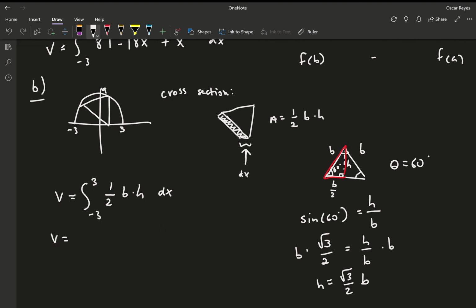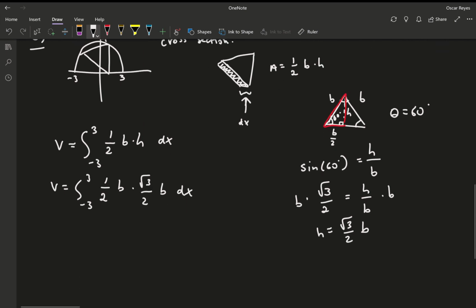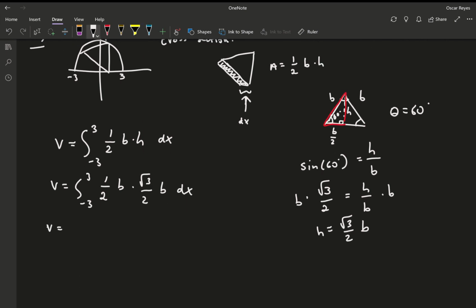So our volume is equal to the integral from -3 to 3 of 1/2 base, times square root of 3 over 2 b, dx. We can simplify this. Our volume is equal to the integral from -3 to 3 of square root of 3 over 4 b squared with respect to x. Okay, so we got one variable out, or h out. But the issue now is we have b.